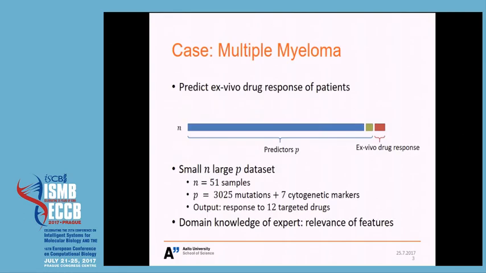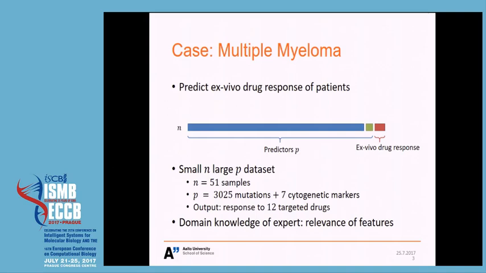So our motivation lies in personalized medicine, as in many talks before, and specifically here we would like to help doctors choose which treatment to give to the patients. So we have a data set about ex vivo drug responses of cancer patients with multiple myeloma cancer, and we would like to predict what would be a drug response for a new patient based on their genomic profile, in this case mutations and cytogenetic markers.